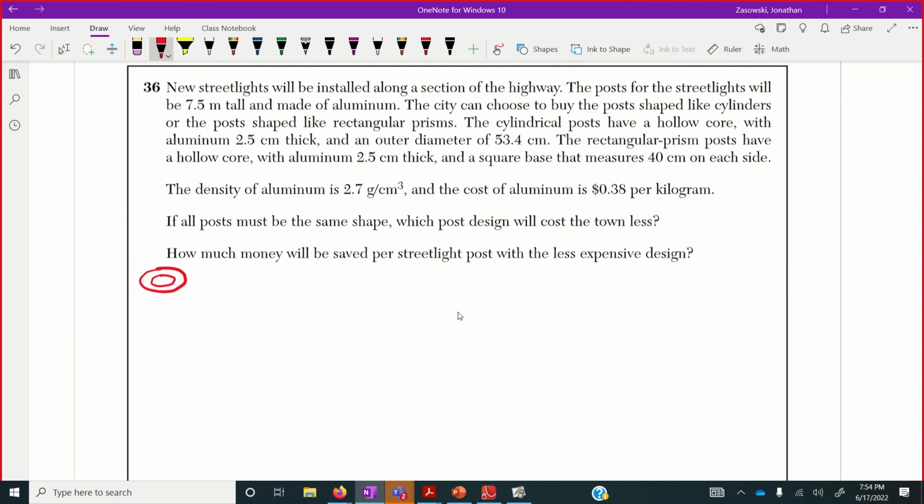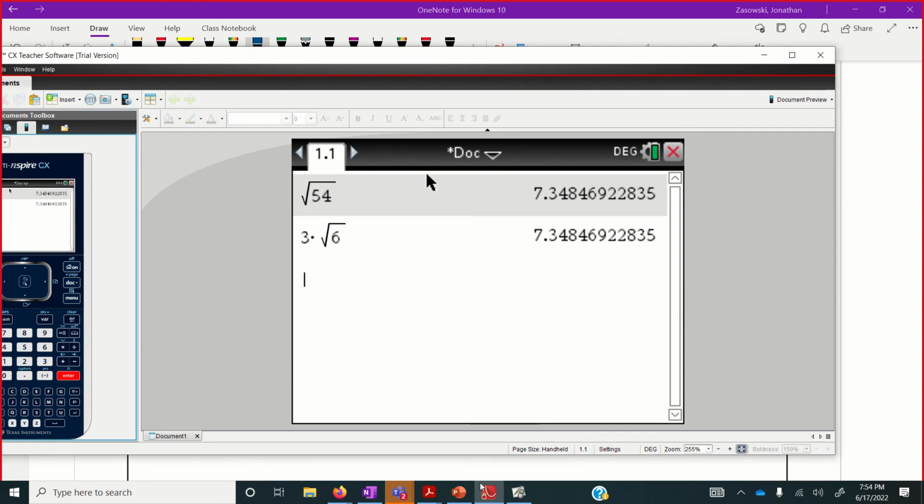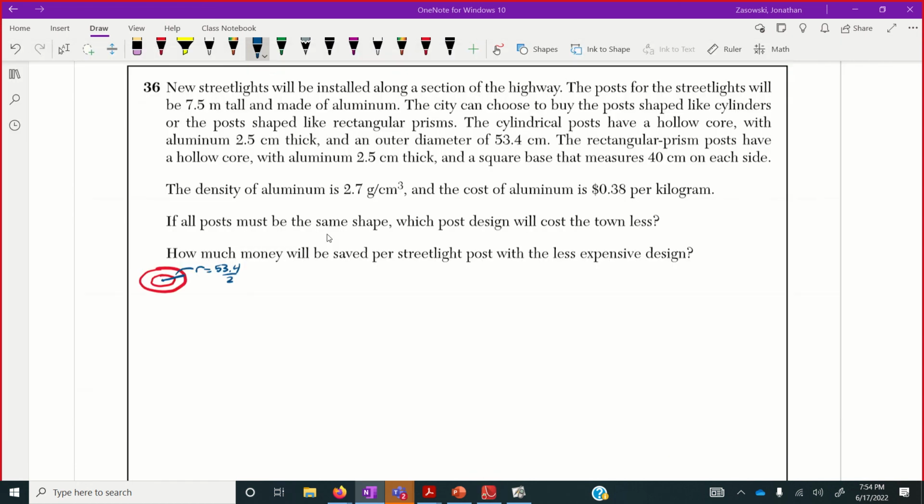All right. It's 2.5 centimeters thick, and the outer diameter is 53.4 centimeters. So this line going from here to here, the radius is half of 53.4, which is 26.7. Yeah, you're not the only one that's having some slow internet over here. 26.7. Okay. And keep in mind that the outer core, it's actually really kind of a thin pole. So maybe it's a little more like this.